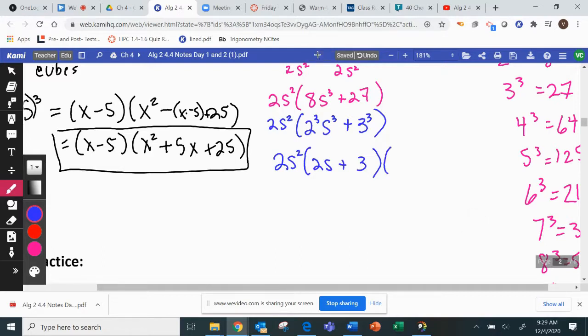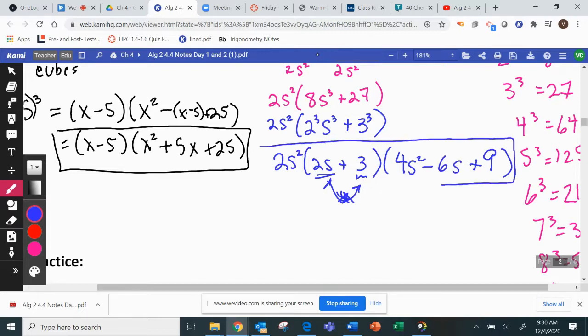My second parenthesis, I take the first number, 2s, and I square both numbers, both the s and the 2. So 4s squared. I do the last one, 3 times 3 is 9. The middle is always minus these 2 multiplied together. So 6s. So it's really just a formula that you're plugging stuff into.